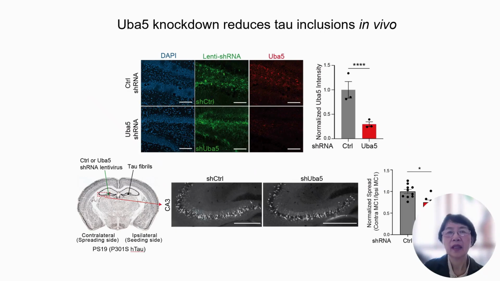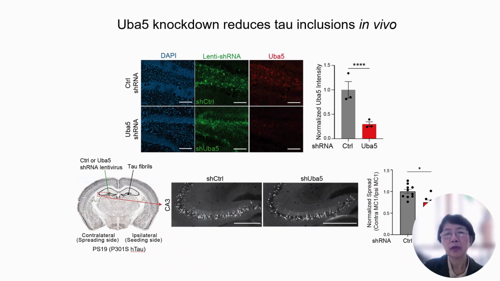To investigate UFMylation's role in tau pathology in vivo, we injected either control shRNA or UBA5 shRNA lentivirus, both containing GFP, into the hippocampus of PS19 mice, which express human P301S tau. We harvested 4 weeks after injection and stained with GFP and UBA5 antibodies and DAPI. Injection of UBA5 shRNA lentivirus lowered mouse UBA5 by over 50% compared with lenti control.